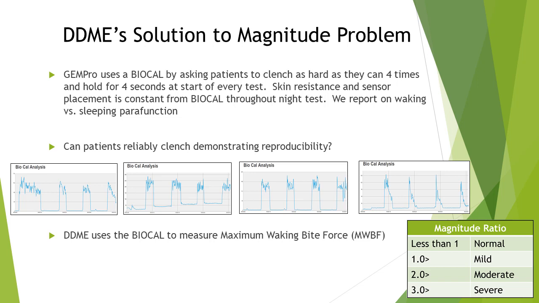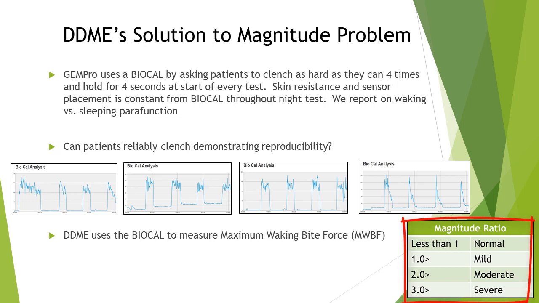And we do several of those. And then we capture the strongest waking bite force. And then we compare that strongest waking bite force to what the forces are that are exerted when the patient's sleeping. And then we deliver a ratio to that. Okay? So if your ratio is 1, that is, you can bite down as hard as you can when you're awake, and is when you sleep, that's 1.